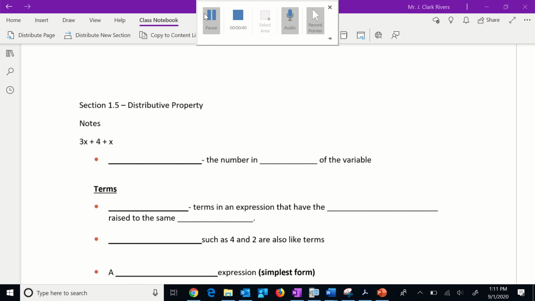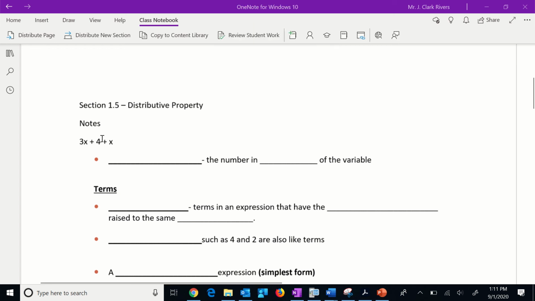So here we go. Today we're talking about section 1.5. We are covering the distributive property. So here we have an expression. This expression is 3x plus 4 plus x. And there is a vocabulary term I need you to know, and that vocabulary term is coefficient. C-O-E-F-F-I-C-I-E-N-T. Coefficient. All the coefficient is the number in front of the variable.